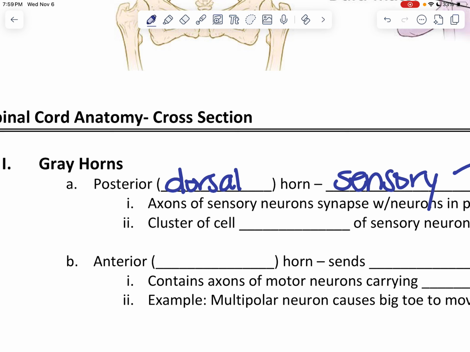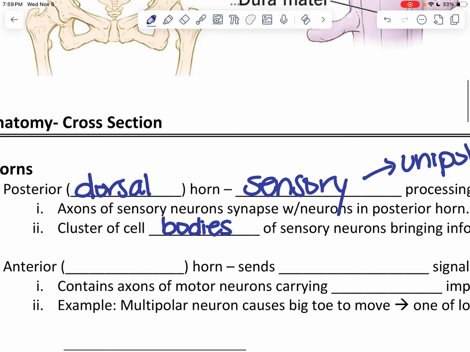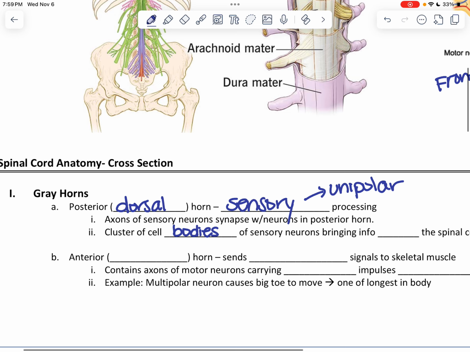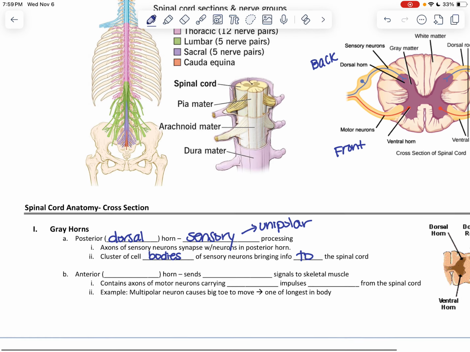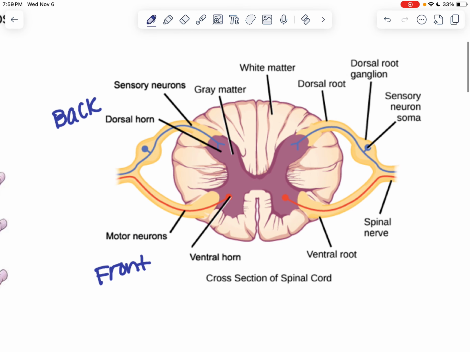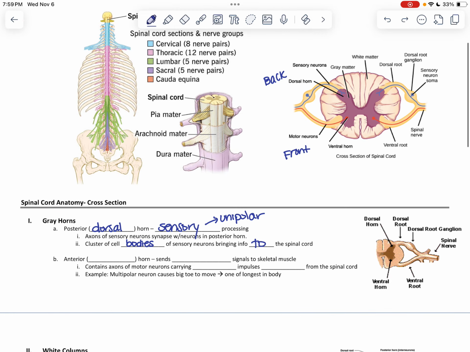And what they're going to do is they are going to have that sensory information. So bodies, let's go ahead and make that plural, my bad. That sensory neuron information, bringing information to the spinal cord. If you have any questions about that, please go ahead and make sure you ask me. But here are those clusters of cell bodies bringing information to the spinal cord.